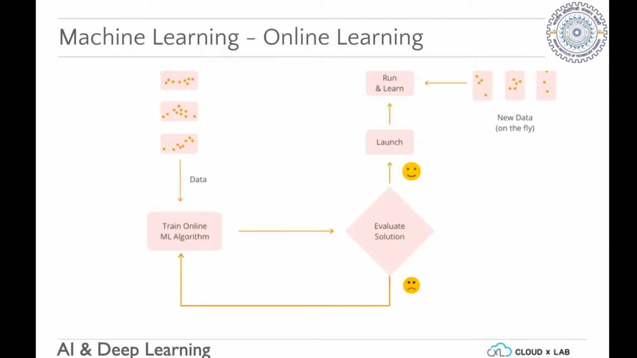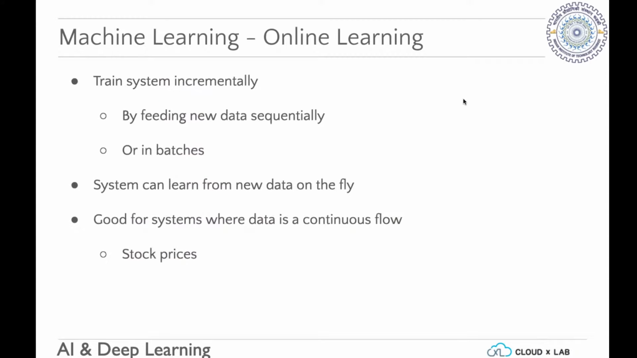So the other method is online learning. In online learning, to start with, you have this old batch of old data. You take the entire data and train the entire algorithm, and then you launch the solution. It runs, and every time new data comes in, it trains on the fly, incrementally on the new data, and doesn't go back and integrate the whole thing together. So the advantage of the system is that it trains incrementally. It feeds the new data that comes in sequentially. It could be training in batches. So this system can train on new data on the fly.